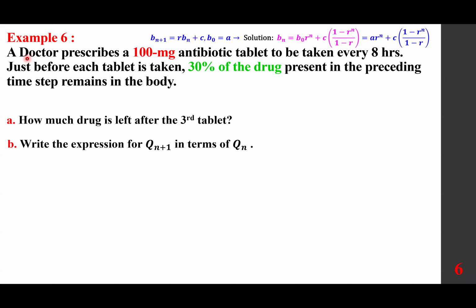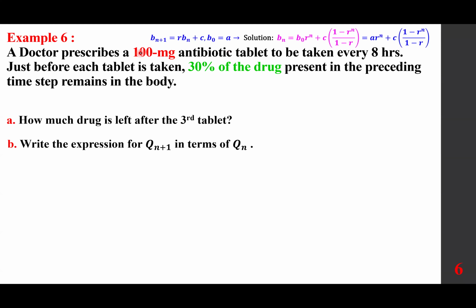A doctor prescribes a 100 milligram antibiotic tablet to be taken every 8 hours. Again, this is a time step, extremely important, doesn't enter the equation. Just before each tablet is taken, 30% of the drug present in the preceding time step remains in the body. How much drug is left after the third tablet? Write the expression for Q sub n plus 1 in terms of Q sub n. And of course, first and foremost, understand we're going to change the B to Q. So B sub 0 or Q sub 0 equals A equals 0, because when we deal with patients and medications, that is always 0 to begin with, unless otherwise mentioned.